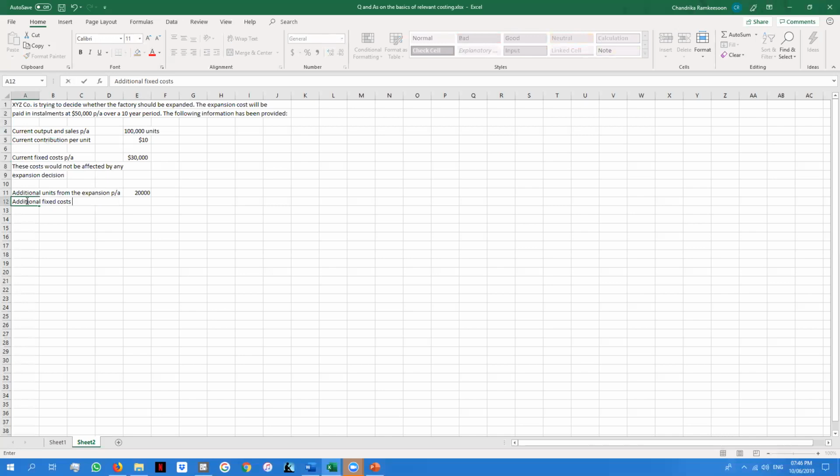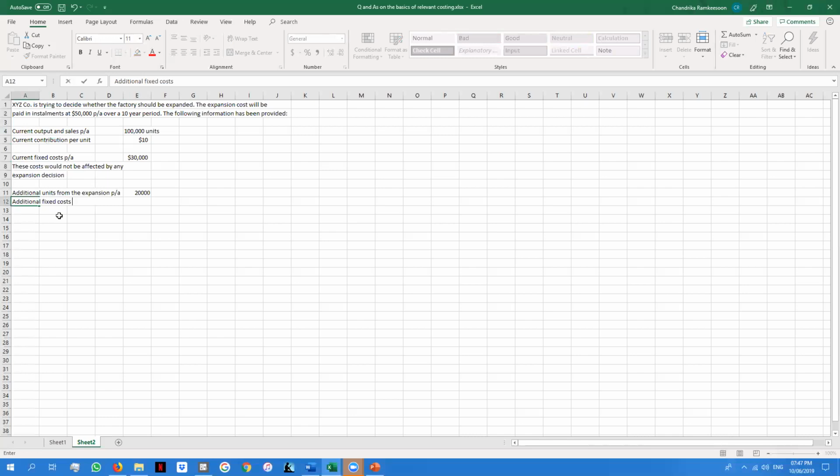Right, now you've been actually told in this question additional fixed costs as a result of the expansion. So clearly this will be relevant because although it's fixed, unlike these existing fixed costs, these existing fixed costs would not change as a result of the decision. But if XYZ company decides to go ahead with the expansion, there will be additional fixed costs to be incurred. This may be, for example, they will need to hire an additional supervisor who will receive a fixed salary. So it is fixed, but it is relevant.